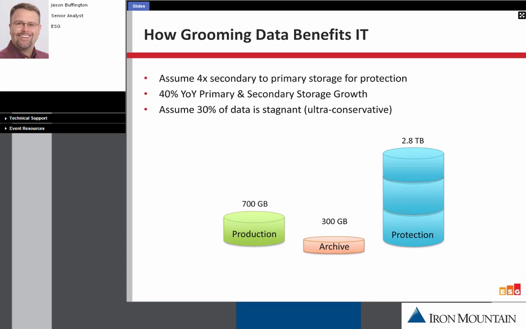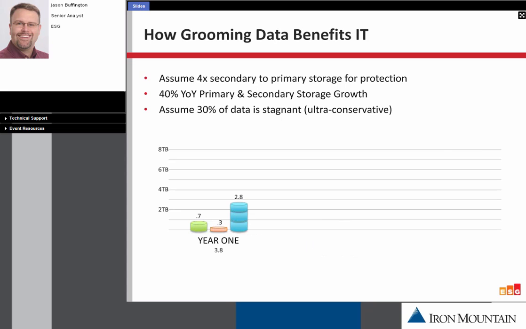And when we do, remember, 4x, primary to secondary, so now I'm only at 2.8 terabytes. If I combine those together right away, remember my initial footprint was 5 terabytes, now I'm down to 3.8 terabytes just because I said, okay, I'm going to take off the stuff that's stagnant. And remember, that was an ultra-conservative stagnant percentage. If I take that to year 2, primary storage grows by 40%. We know about that. 30% again is stagnant, so that's going to roll off the back. And 4x the primary goes in the secondary. Do that again.